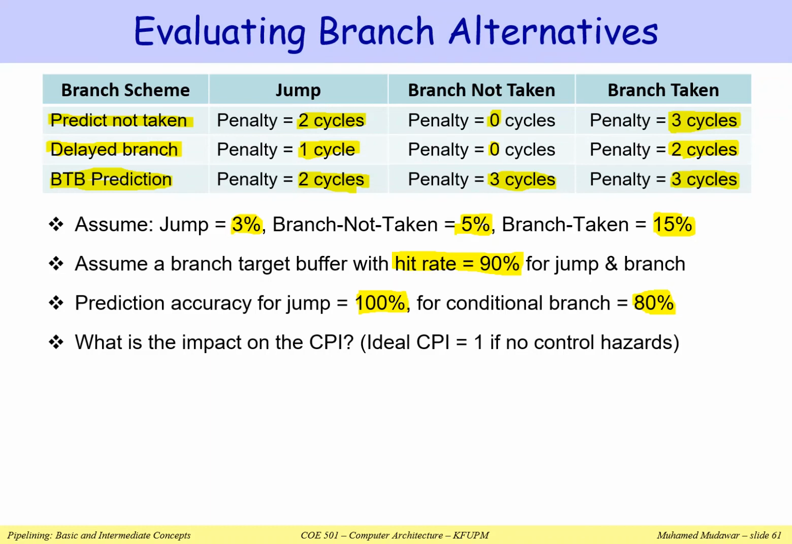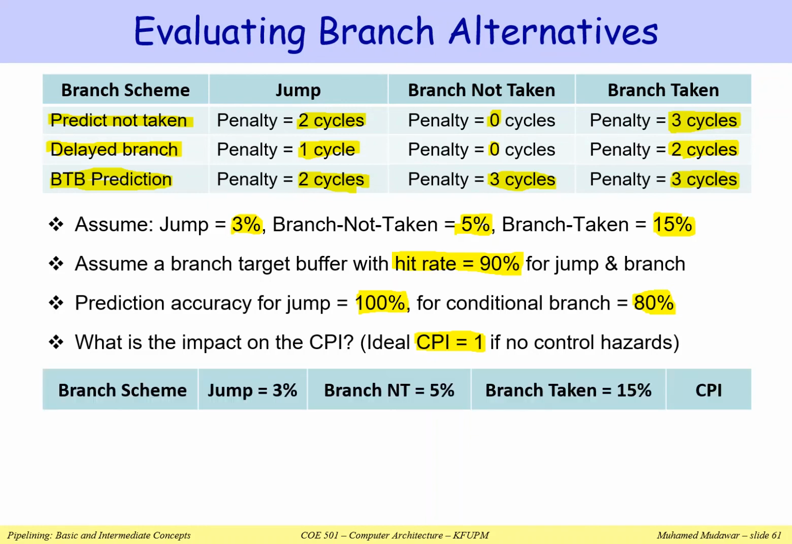So the question is, what is the impact on the CPI? Let us take a look at these three different schemes and see how they increase the CPI. The ideal CPI is given as 1, but because we have a penalty for the jumps and we have mispredictions in the case of branch prediction, the CPI is going to increase due to the wasted clock cycles.